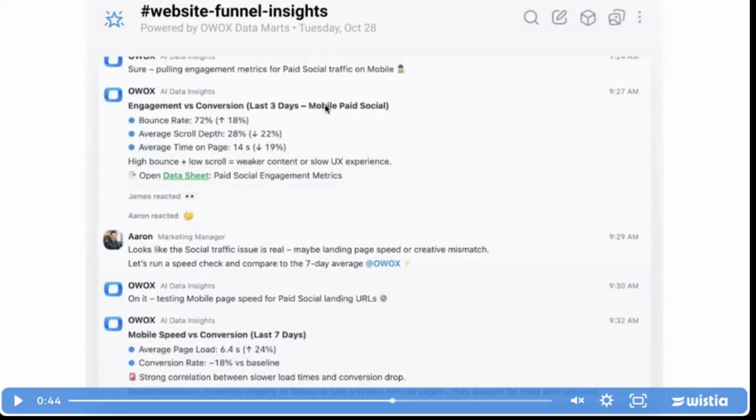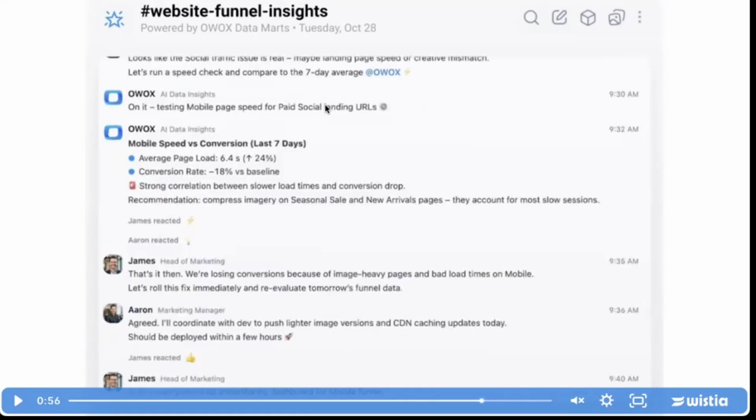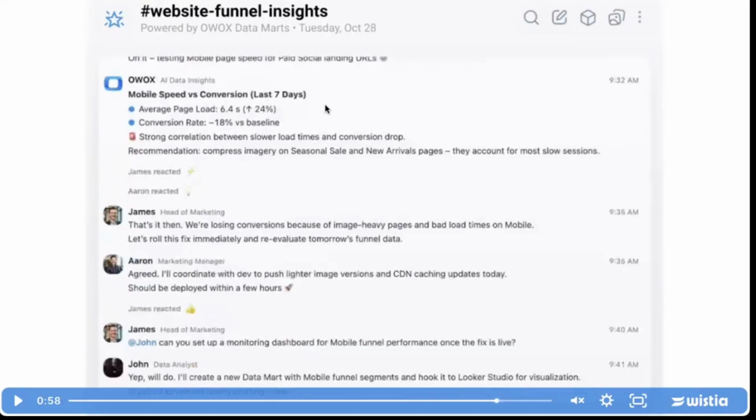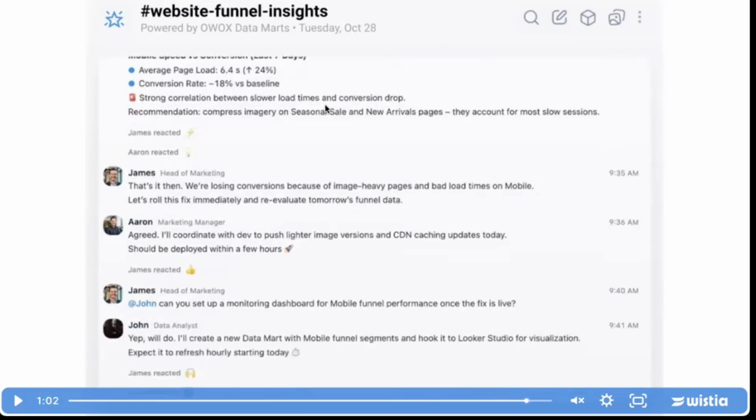And then, at that point, there are two options for what could have happened. First, maybe the landing page speed, because of the heavy images, and then it doesn't work well. Maybe the creative mismatch. Okay, let's try to figure out the average page load, and it answers us that yep, it went up, and maybe that made the biggest influence in this drop.